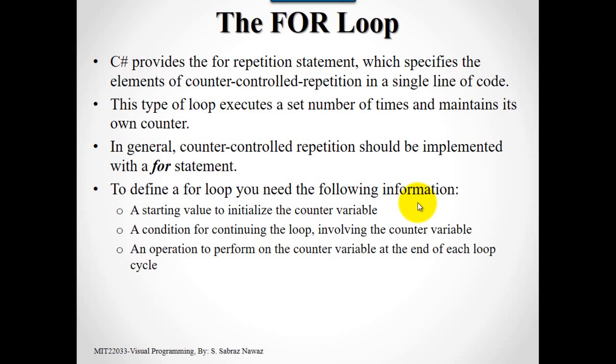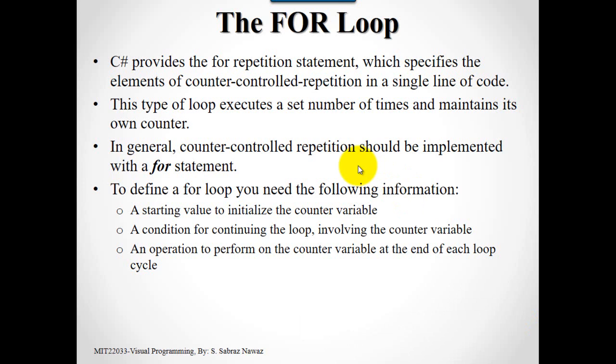So this is another variation of the loop structure, where the initialization and the loop counter variable, everything is done on the same line. So that's the difference in this loop. This loop executes a set of statements a number of times and maintains its own counter. Which means the counter variable is integrated or built within the loop itself. So in general, counter control repetition should be implemented with a for statement. So that's what this loop is about.